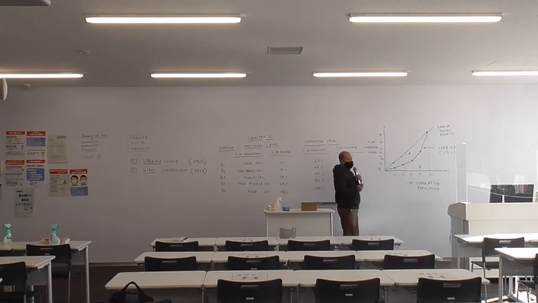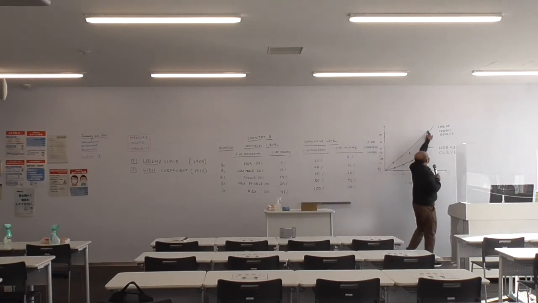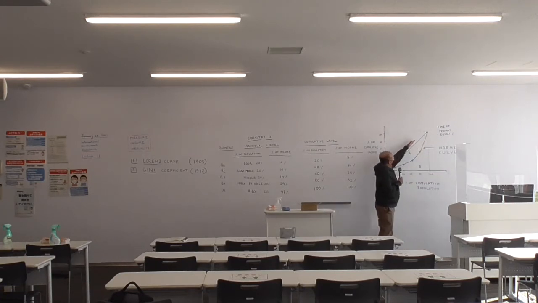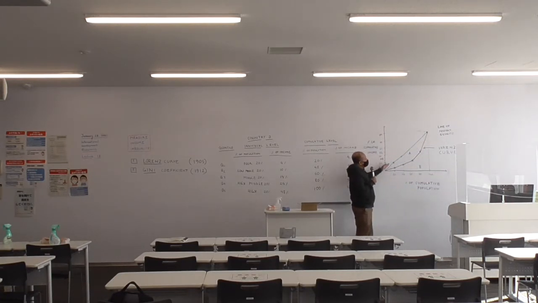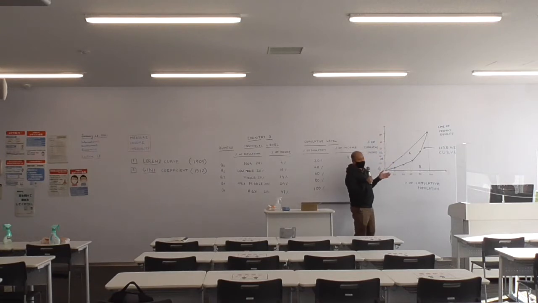So how can we interpret this line, or how can we evaluate the situation of the income distribution of the country? As I said in the beginning, this 45-degree line is known as the line of perfect equality. If the country is on this line, we'll say that the country's income distribution is very good.